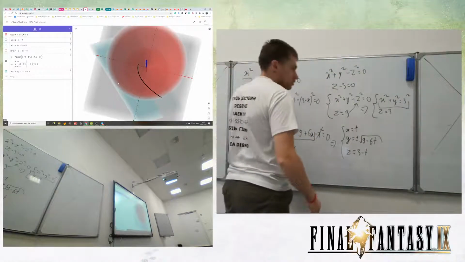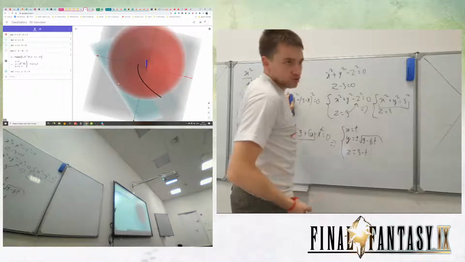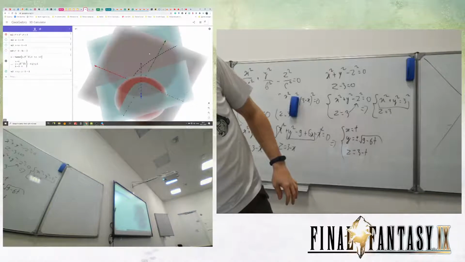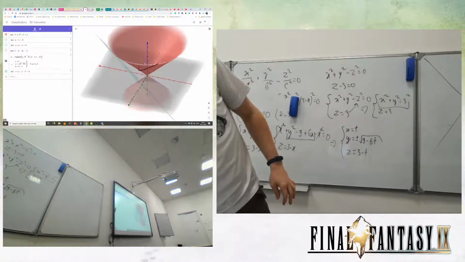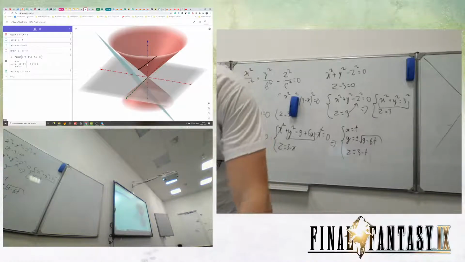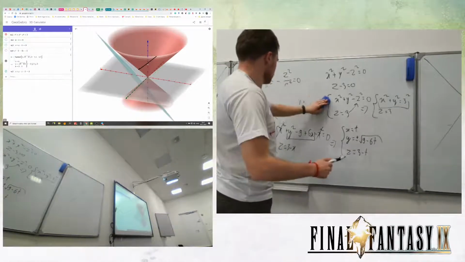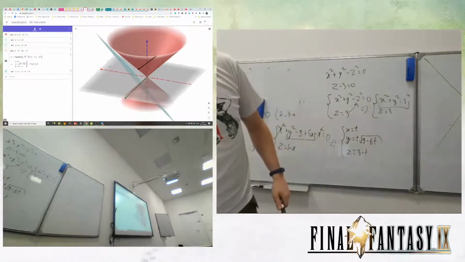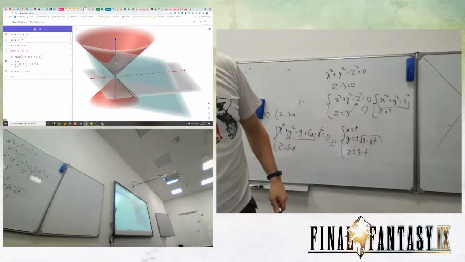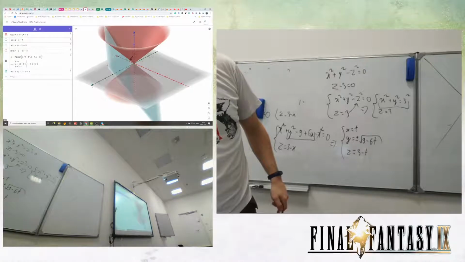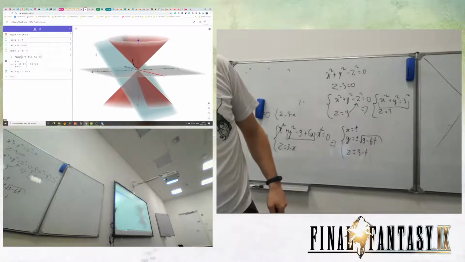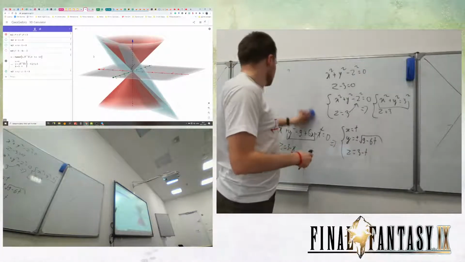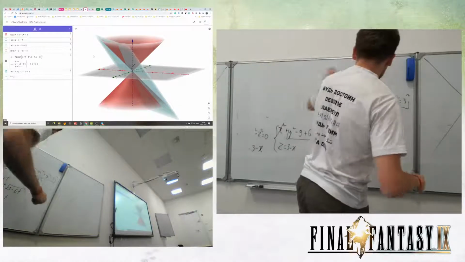It is a hyperbola too. See, because hyperbola means that, let's check. Just zoom out. Boom. Hyperbola. It's a trap. Okay. But hyperbola is not for today's class.